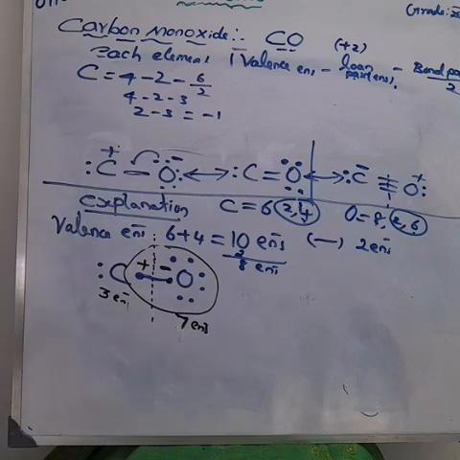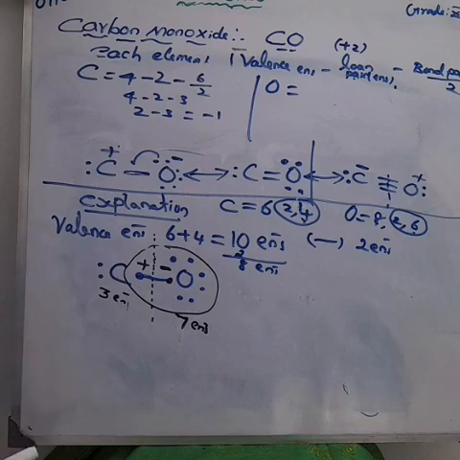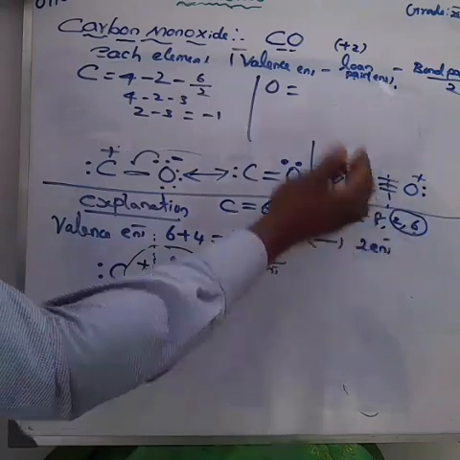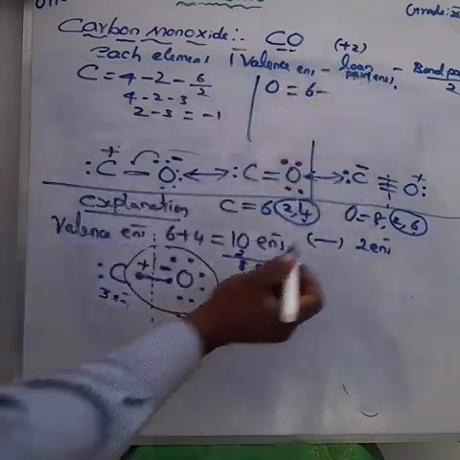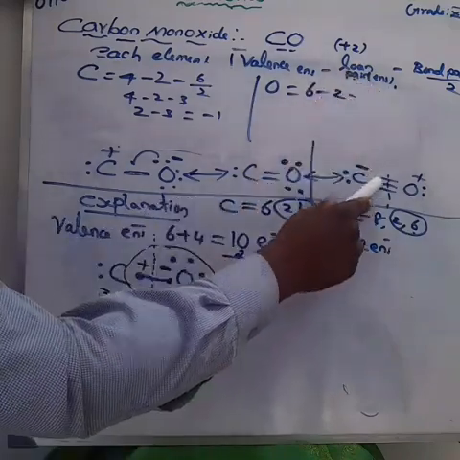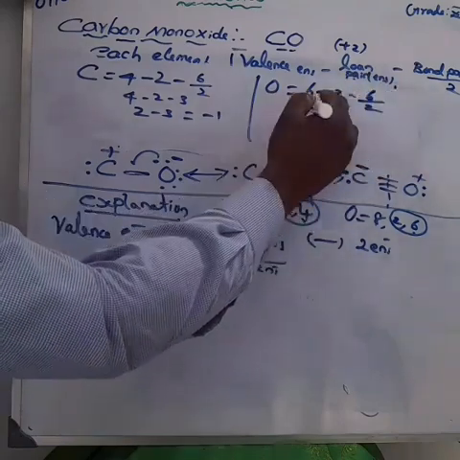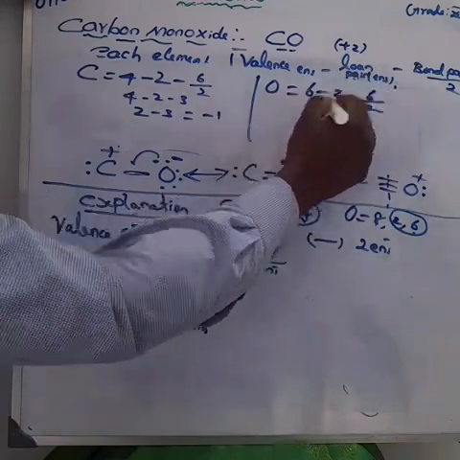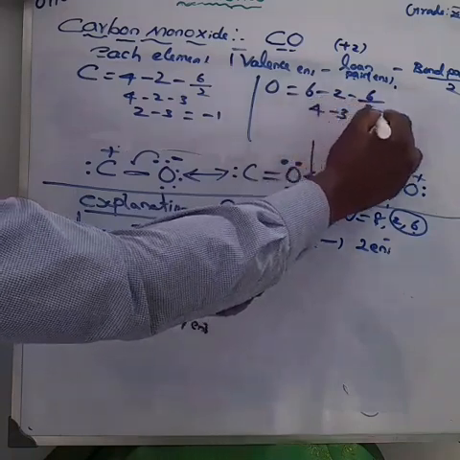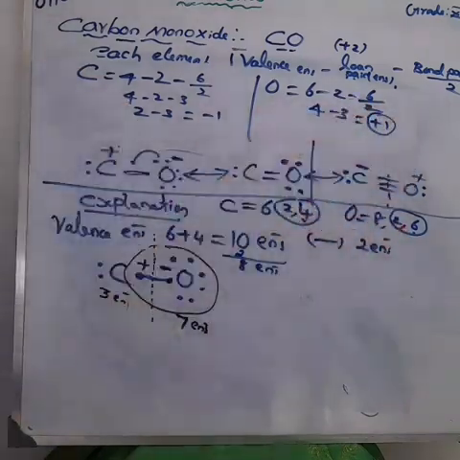Next, for the oxygen we can find out. What about the oxygen? Here, first, the valence electron of oxygen is 6 minus the lone pair of oxygen. They have only 2 electrons, so 2 minus, what about the bond pair having 6 electrons, am I right? So 6 divided by 2. So what is the answer? 6 minus 2 minus 3. 6 minus 2 is equal to 4. 4 minus 3 is equal to 1. So plus 1 is the charge. So oxygen has a plus charge.